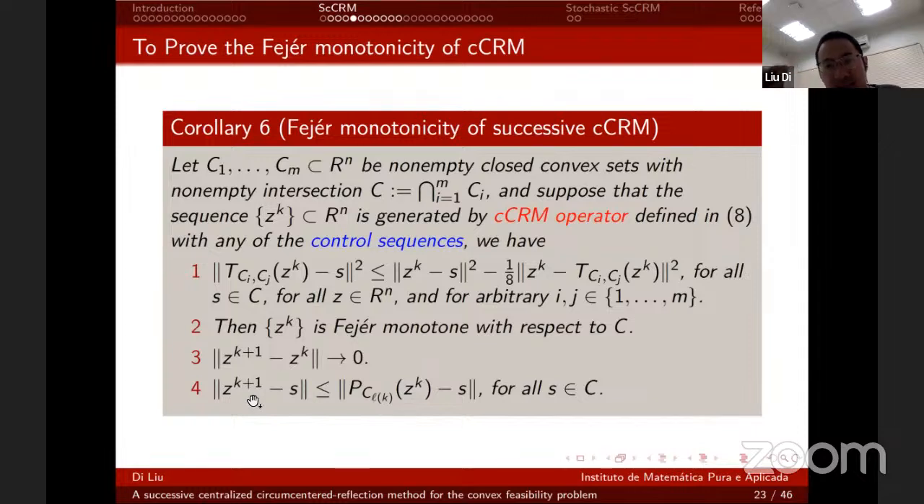Actually, each step of our algorithms preserves the Fejér monotonicity, which means no matter what you did in the centralized process of the simultaneous circumcenter, the point will never get further from the intersection. Which means it will get closer and closer to the intersection. So this property, the fourth property, comes from the Fejér monotonicity of the whole sequence.